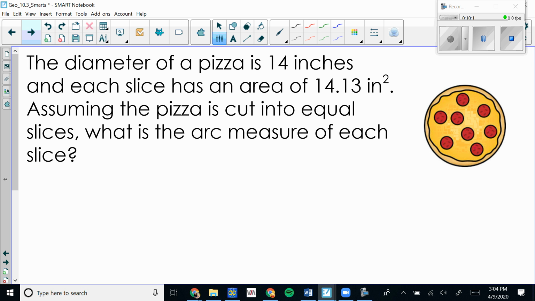All right, then the last one I want to do on this recording is the diameter of a pizza that is 14 inches, and each slice has an area of 14.13 inches squared. Assuming the pizza is cut into equal slices, what is the arc measure of each slice? Okay, so we're thinking of this pizza. It has a diameter of 14 inches, which means it has a radius of 7. So the whole area of the pizza is pi r squared, and it's going to be 49 pi if I take 7 and square it.